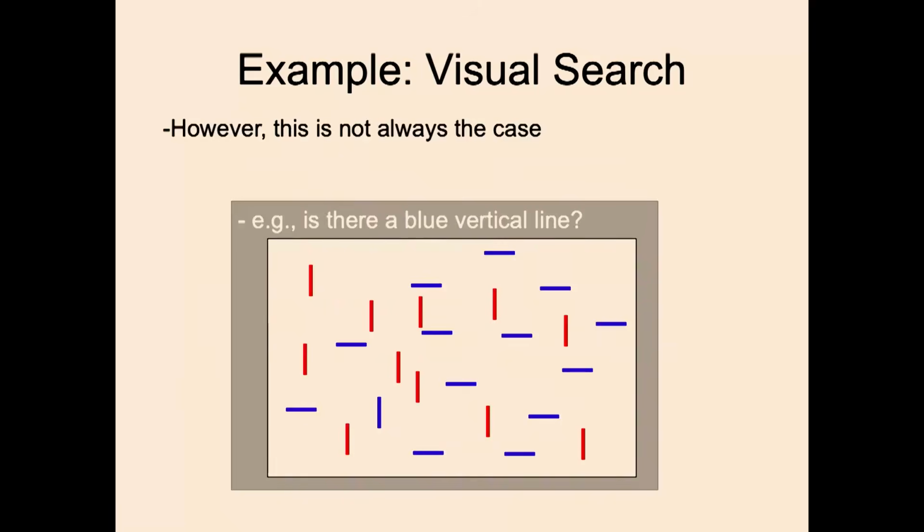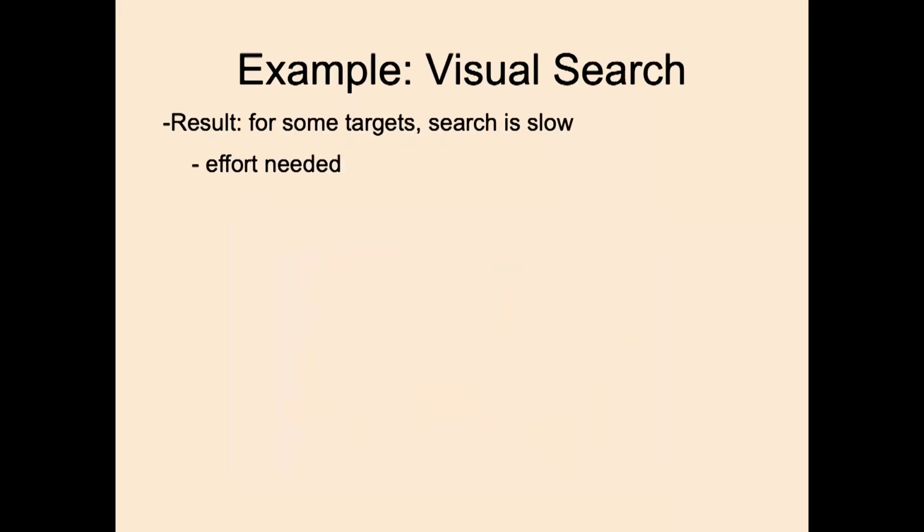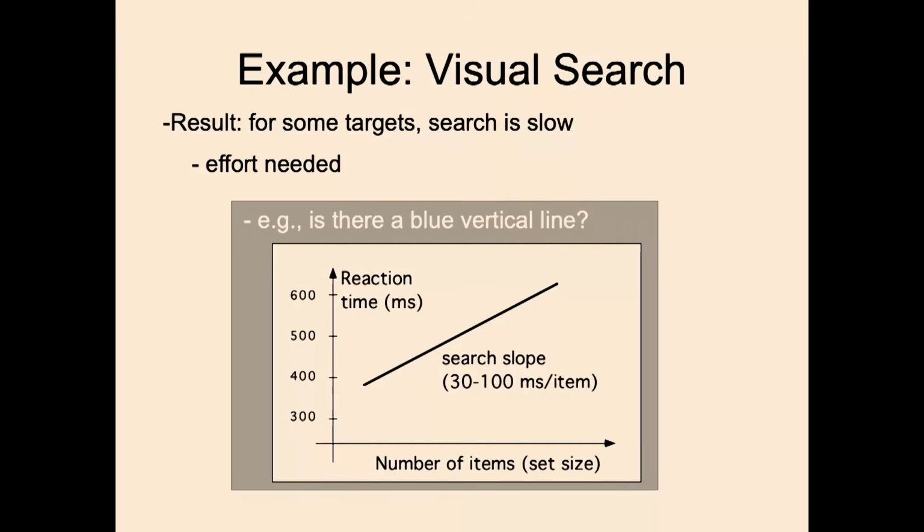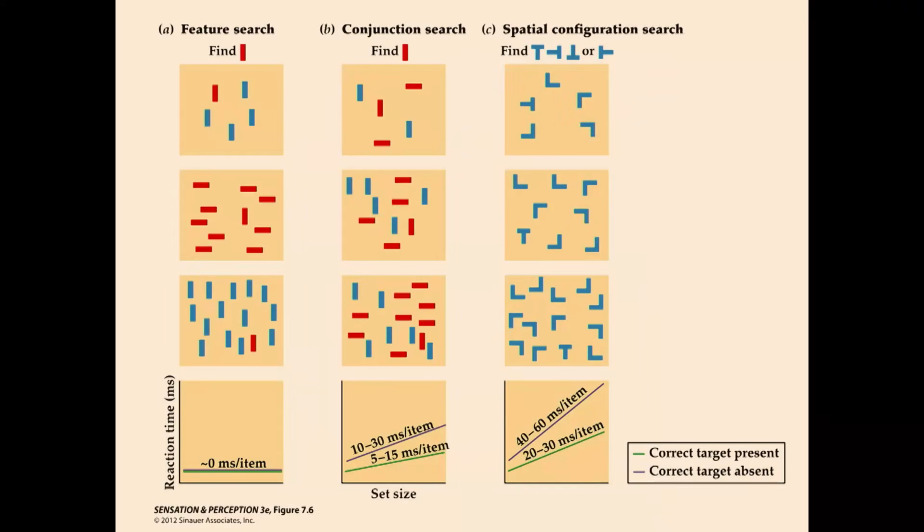Okay, but then we also saw cases where the things don't pop out, right? And so a classic example of that is where the target is defined by a conjunction of features, right? So the target here is blue and vertical. And so in these cases, the results of the visual search experiment, where you measure reaction time for displays of different sizes, looks something like this. The reaction time grows with the set size. Okay? So the slope is not 0. It's got some number of milliseconds per item. Okay? So we saw a whole bunch of different examples of searches like that.